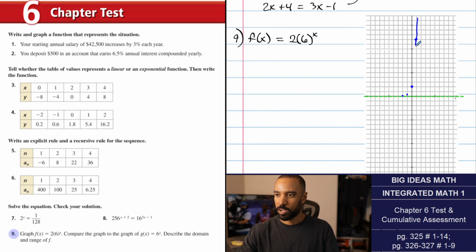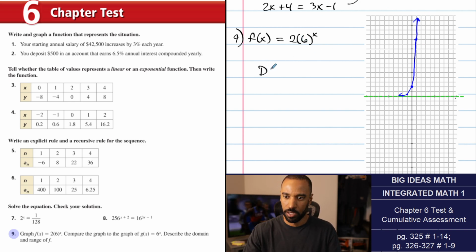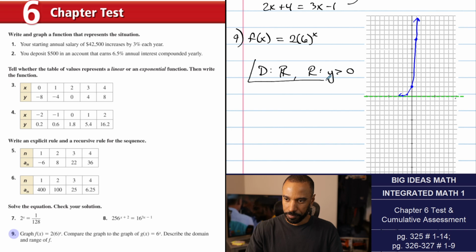So you get an exponential function. It's a positive exponential growth function, like so. Approaching the asymptote. Never quite hitting. That means it never hits 0. That's part of our domain and range stuff, by the way. Domain is all real numbers. Range is y is greater than 0.